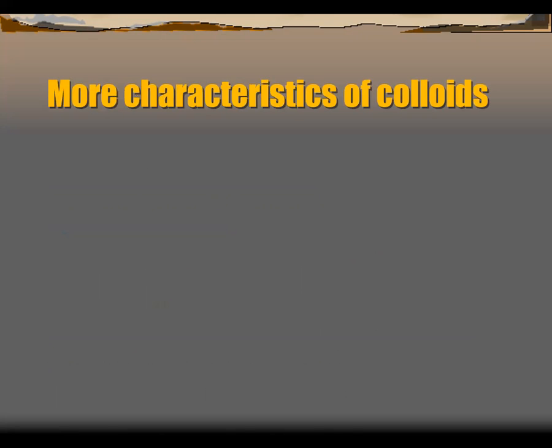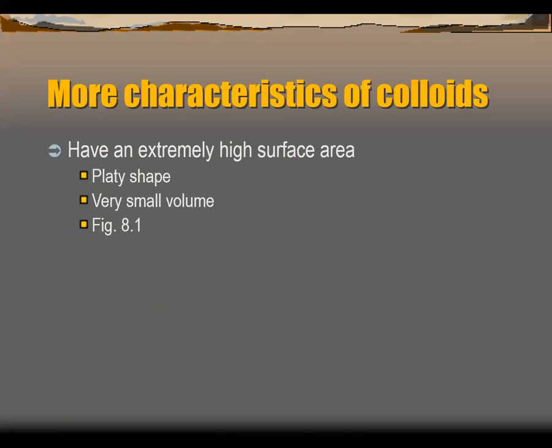Some more characteristics of colloids. The big thing is the smaller an object is, the higher the ratio of surface area to volume that it has. Additionally, with clay particles, remember, unlike sand and silt, which are more or less cuboidal in shape, clay particles have a flat, platey shape, and they have a very small volume relative to their surface area. If you have your textbook with you, you can look at figure 8.1. In a moment, I will have some images that will take the place of that if you don't have your textbook.